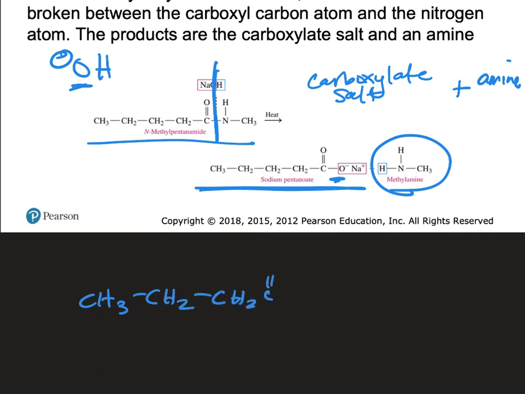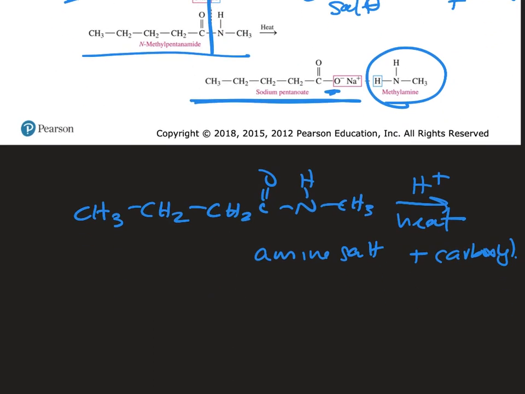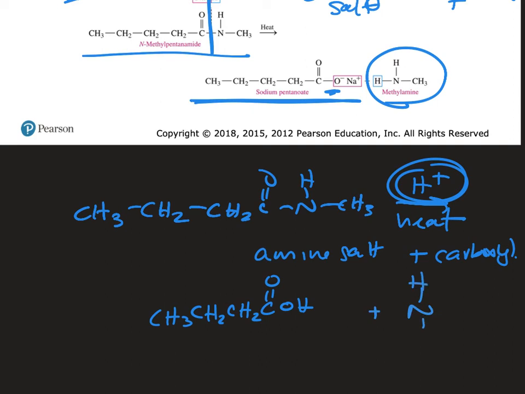If we have the same amide, and we're going to hydrolyze with H+ and heat, we are going to get the ammonium salt, or the amine salt, I should say, in this case, plus the carboxylic acid. So here I want you to think about this. This is H+. So we are going to make a carboxylic acid, and the positive charge will be on the amine.